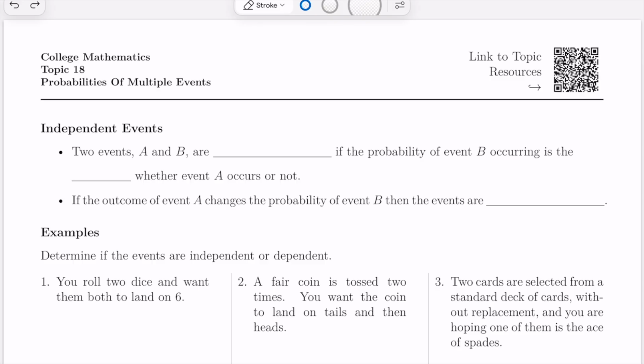And welcome. Today we are going to be talking about some probabilities, and specifically probabilities of multiple events. Two events A and B are said to be independent if the probability of B occurring is the same whether A occurs or not. In other words, A has no effect on B. If the outcome of event A changes the probability of B, then they're dependent events.